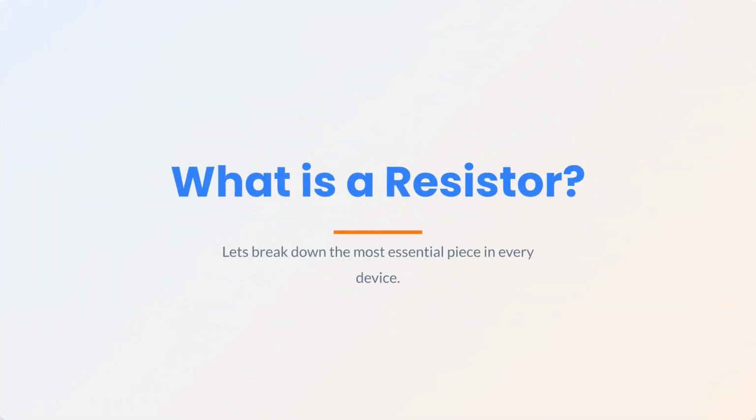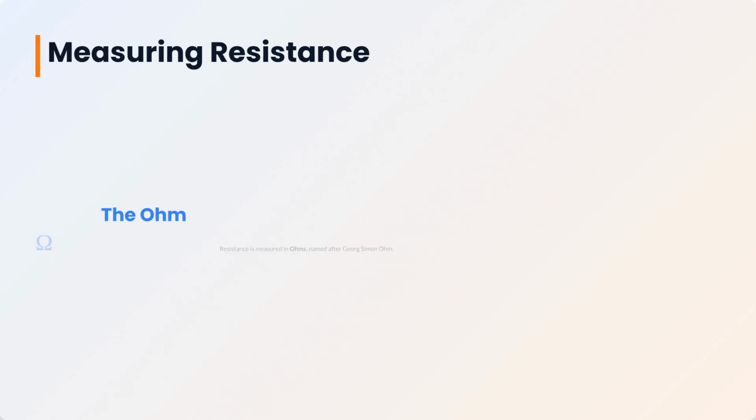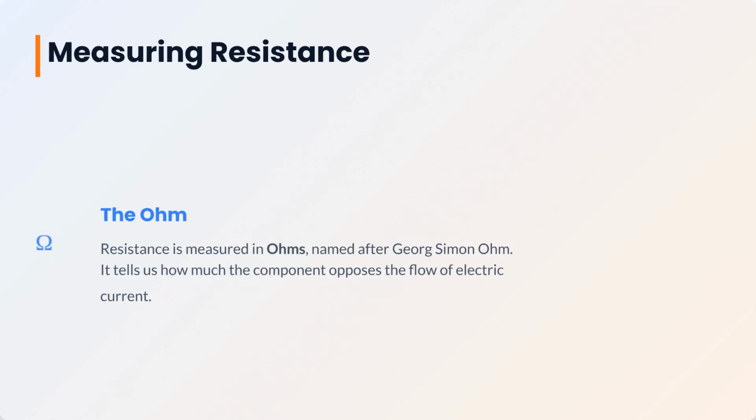What exactly is a resistor? Let's break down this essential piece in every electronic device. Resistance is measured in ohms, named after Georg Simon Ohm. This measurement tells us how much a component opposes the flow of electric current.